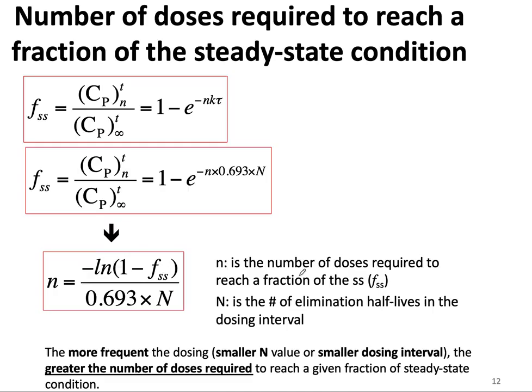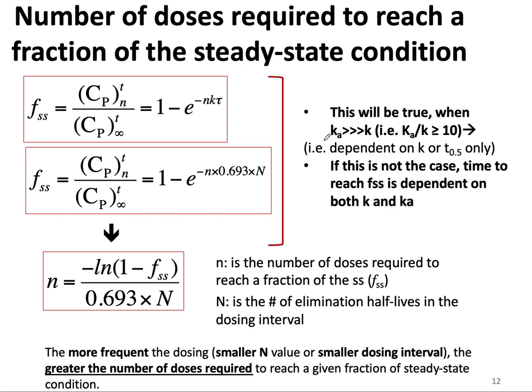For the number of doses required to reach a certain fraction of steady state, again, if you go back to this slide, it's similar to the slide that you have for IV bolus. The same equation can be used if the absorption rate constant is larger than the elimination rate constant, usually, as a rule of thumb, 10 times or more. This way, we can use the equation that we already have in the IV bolus, either this or that. Again, you can use the same thing under this assumption.